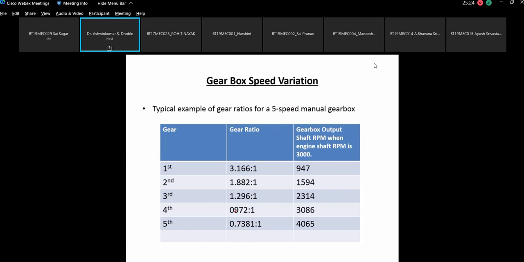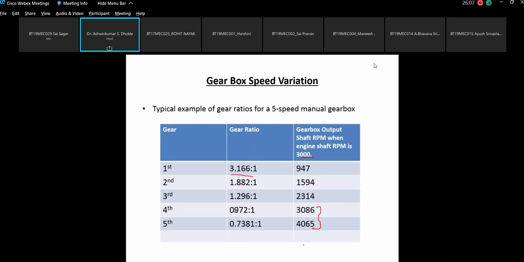0.738. Usually the gearbox output shaft RPM when the engine shaft RPM is 3000, you just have to divide this particular thing by the 3000 and you will get this particular number. So please understand that for gear 4 and gear 5, the output shaft rotates at more speed compared to first gear, second gear and third gear. Usually such a thing is termed the overdrive. That means the engine shaft rotates at a lower speed than the gearbox output shaft.